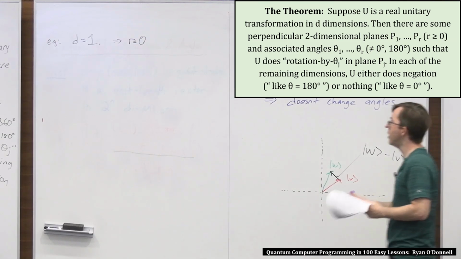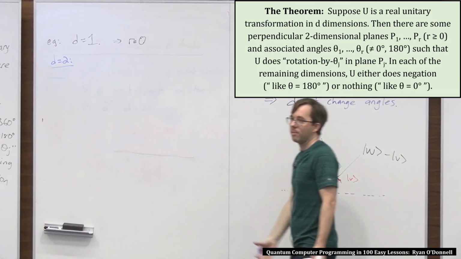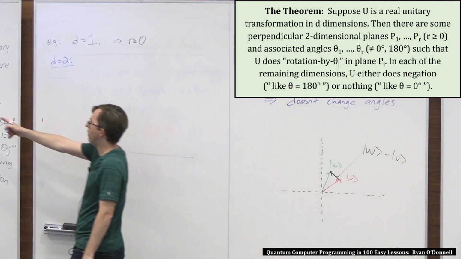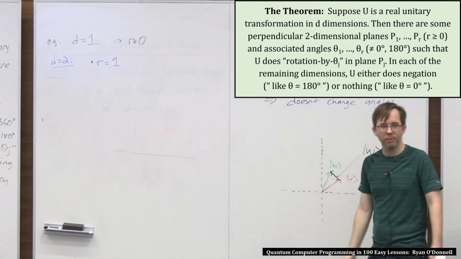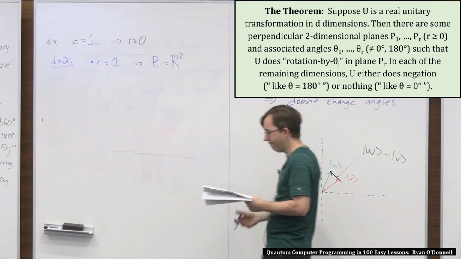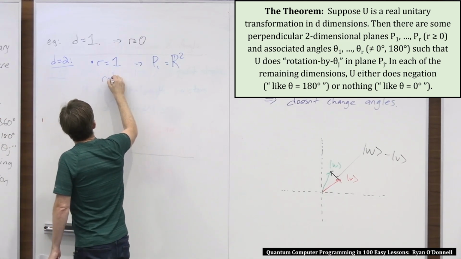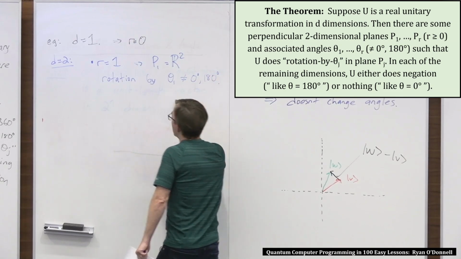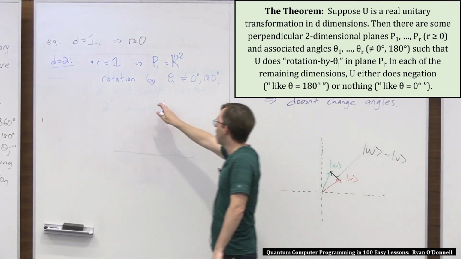Okay, let's go to d equals 2. And already there's a lot going on in this case. So really what this is going to tell us about is every possible real unitary transformation in 2 dimensions. And there's a bunch of cases. So we can case on what is the value of r. One possibility is r equals 1. There's one two-dimensional plane of rotation, and that's everything. So that would mean P1 is all of the two-dimensional plane. And in that case, you're just acting like rotation by some angle, which is not 0 or 180 degrees. Okay, that's one kind of unitary transformation in two-dimensional space. And that takes care of the r equals 1 possibility.